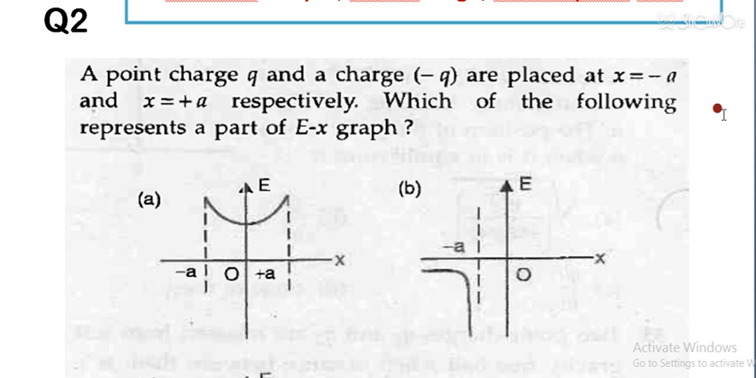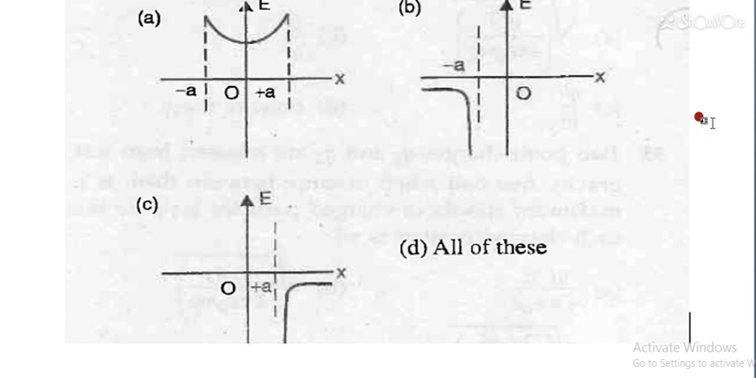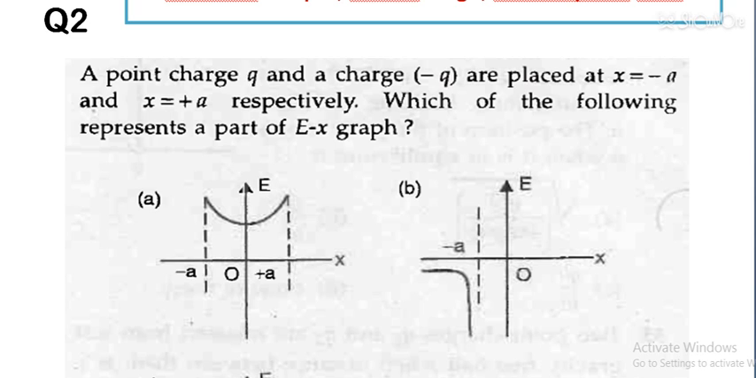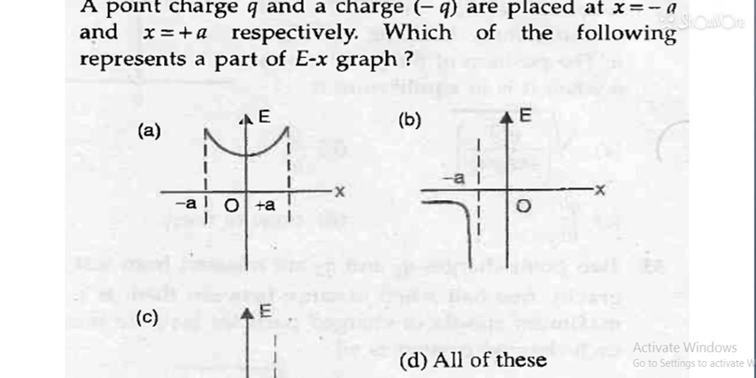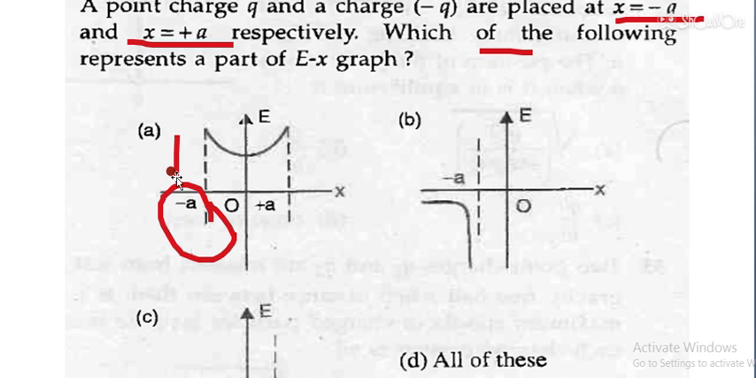So students, here is the next question. Next question is a point charge q and minus q. Read the question. A point charge q and minus q are placed at x equal to minus a and x equal to plus a. That means at minus a, which charge is placed? Positive q. Plus q is placed here. So on plus a, minus q charge is placed.